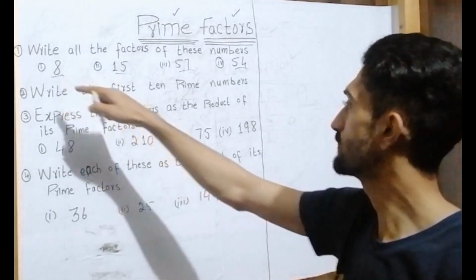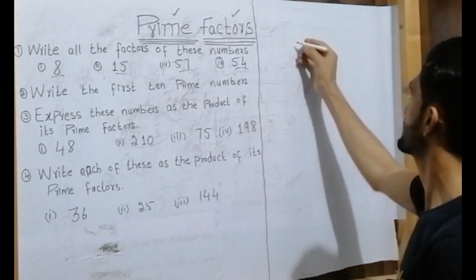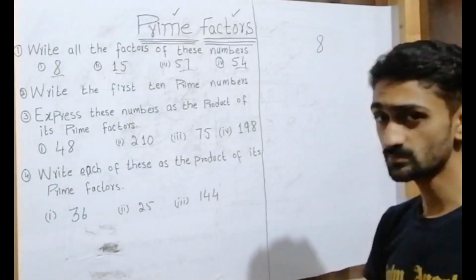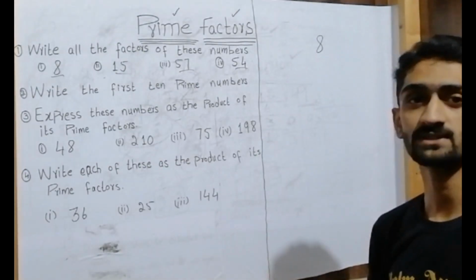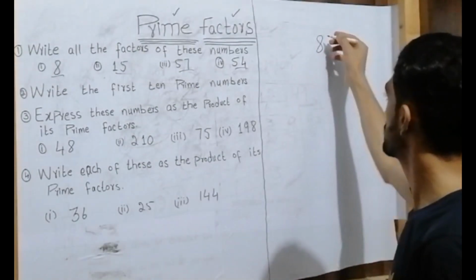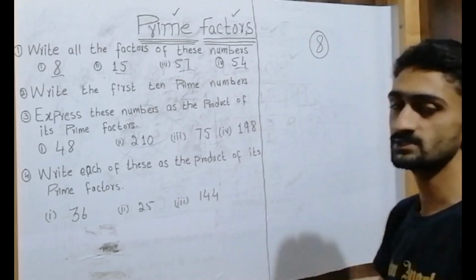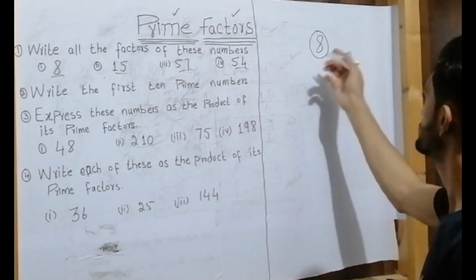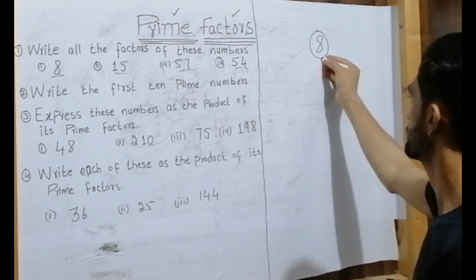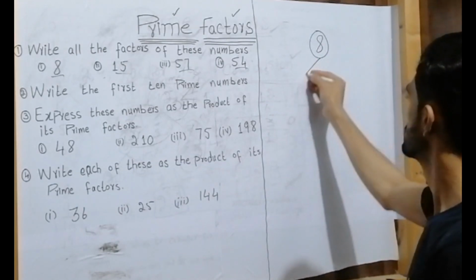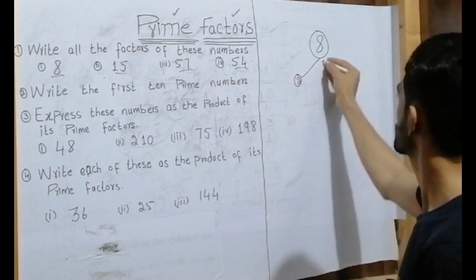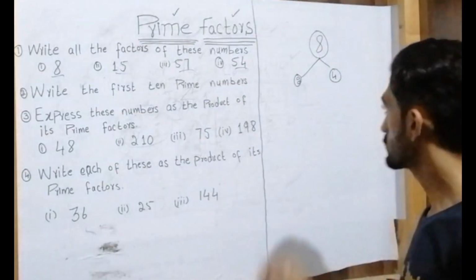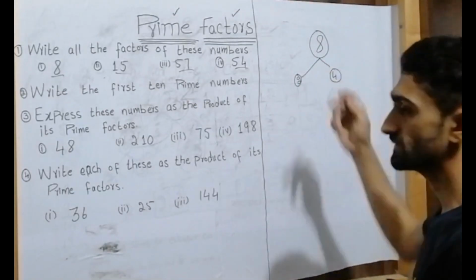So I'm going to perform the first question, which is 8. I'm asked to find the factors, not prime factors. I'm just asked to find the factors of 8. So I will perform it through the branch method. I have to divide it into easy factors or easy multiples. So 2 4s are 8. So 2 is a factor of 8 and 4 is a factor of 8.